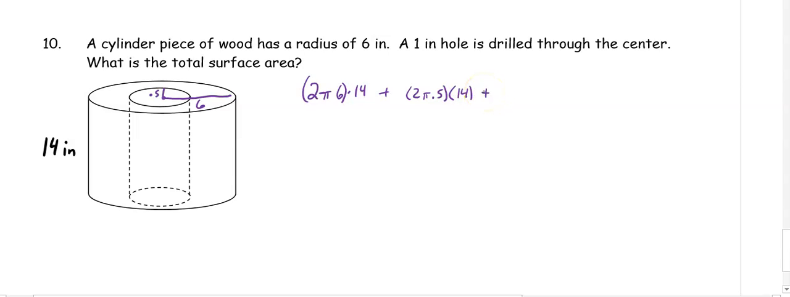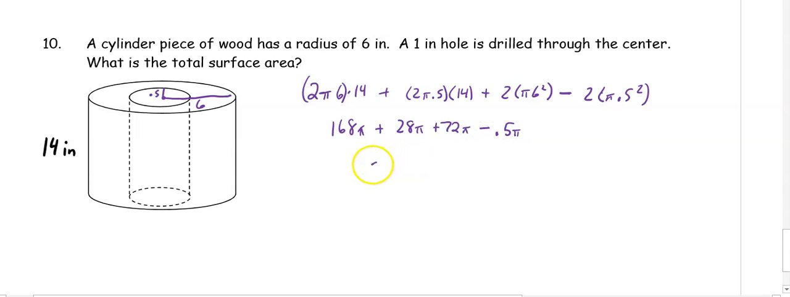Then, if there wasn't a hole drilled, there are two circles. So we have pi 6 squared, but then we want to subtract the little part of the hole that was created by the drill. So we're going to subtract 2 pi 0.5 squared. So we get 168 pi plus 28 pi plus 72 pi minus 0.5 pi. So when we combine those together, we get 267.5 pi, which would be 267.5 pi inches squared.